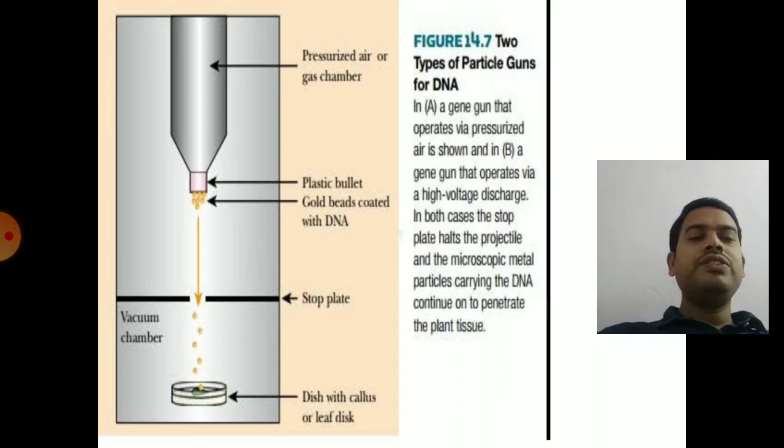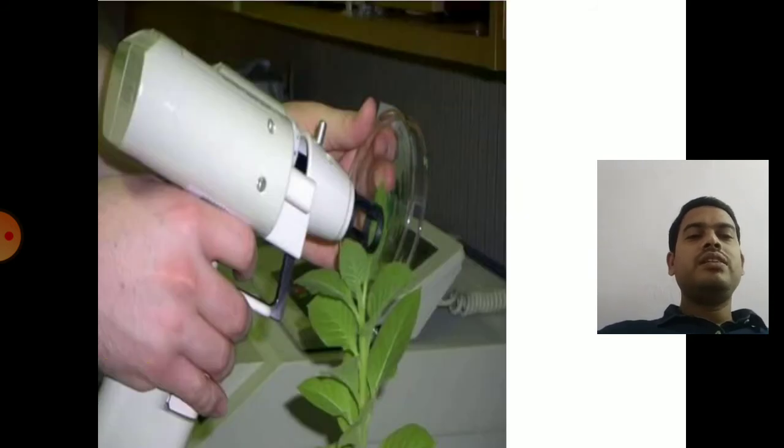So this is how you transfer your transgene into the callus by using the biolistics gene gun method. This is how you use a gene gun for the transformation of plants.